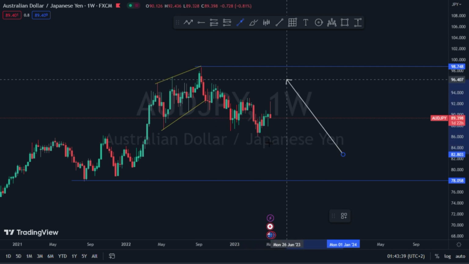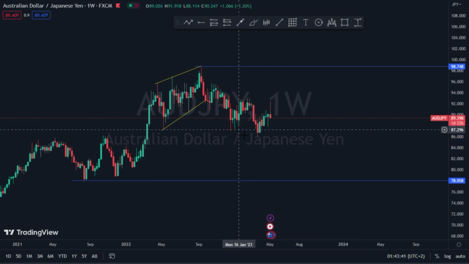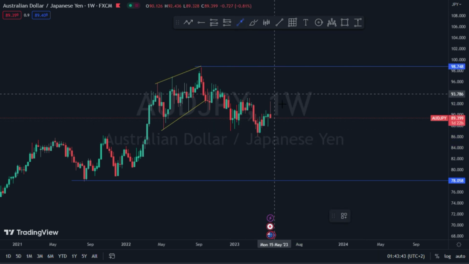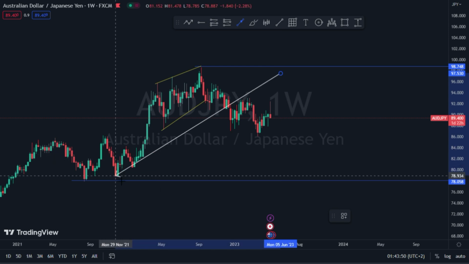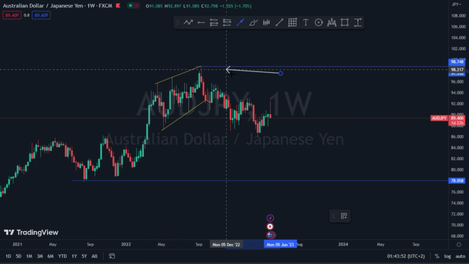So we know automatically that the market is moving from the upside to the downside, because previously the market moved away from support to resistance, and from resistance we are moving back to support, right?